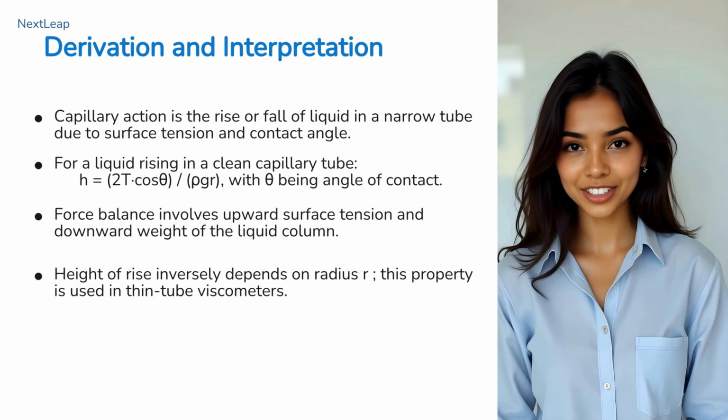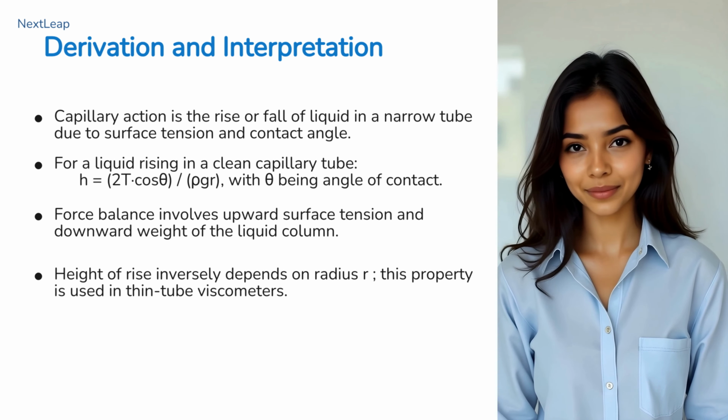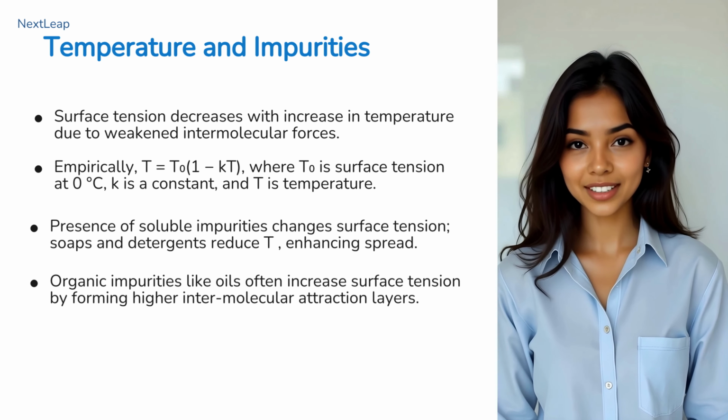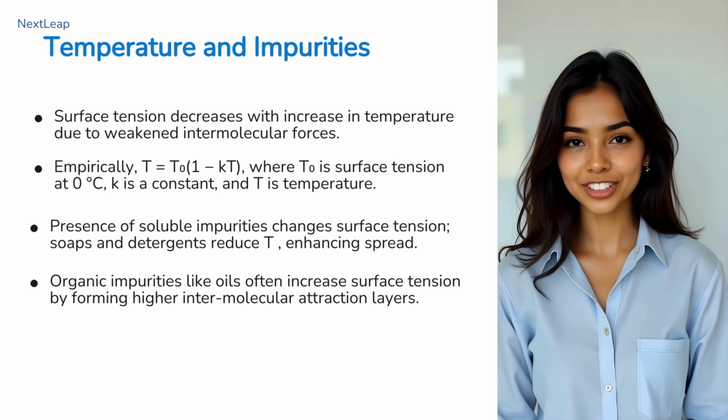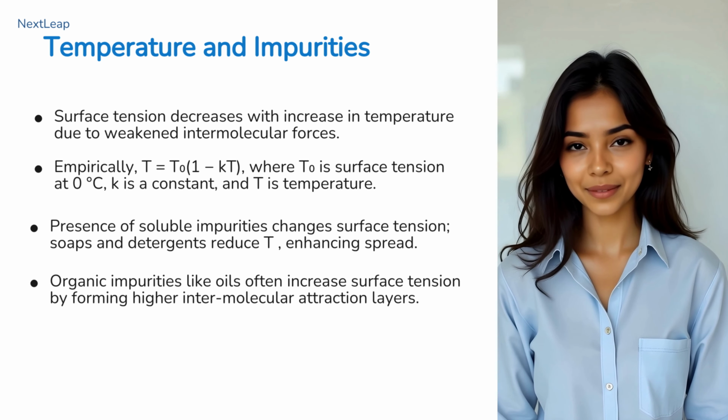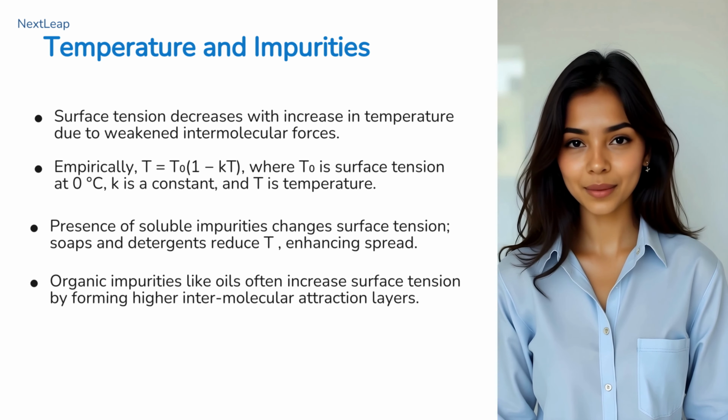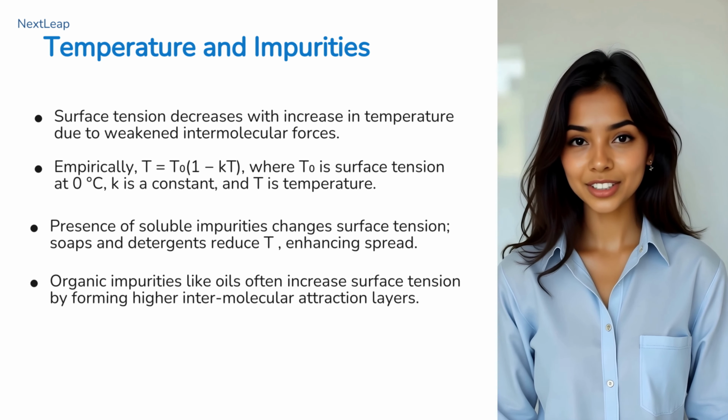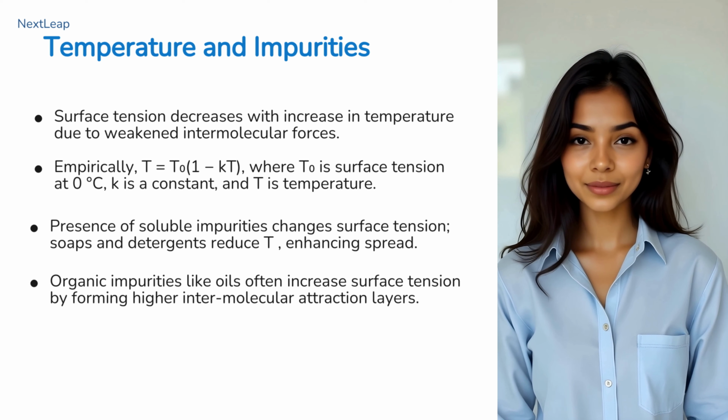Nature truly masters tiny engineering. Surface tension isn't a fixed number, it changes with conditions like temperature and impurities. When temperature goes up, surface tension goes down because molecules dance faster and intermolecular forces weaken.